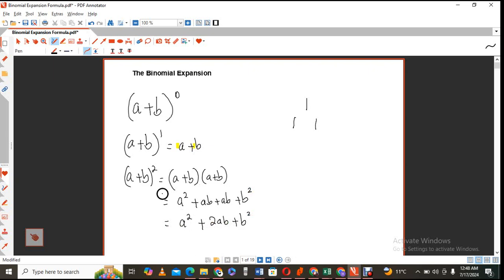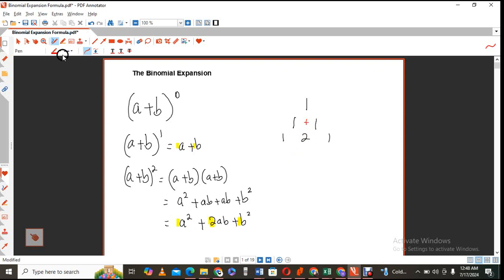Again, when you look at the coefficients here, you realize there's a coefficient of 1, a coefficient of 2, and a coefficient of 1. So I'll write 1, 2, and 1. You might see a pattern starting to emerge here. It appears that once you add these two together, you get this 2 here. Okay, so is there another pattern?